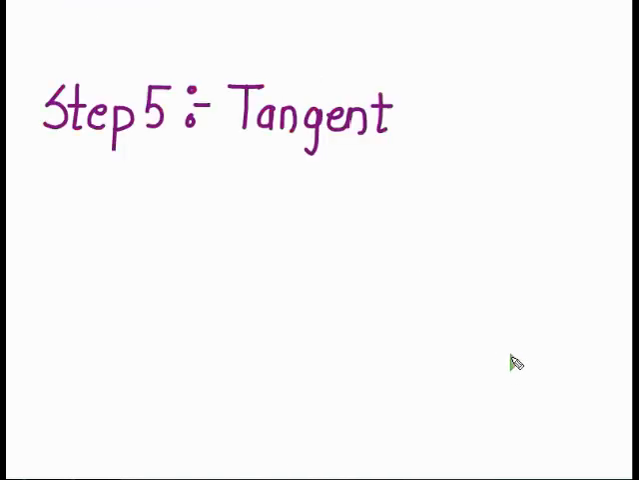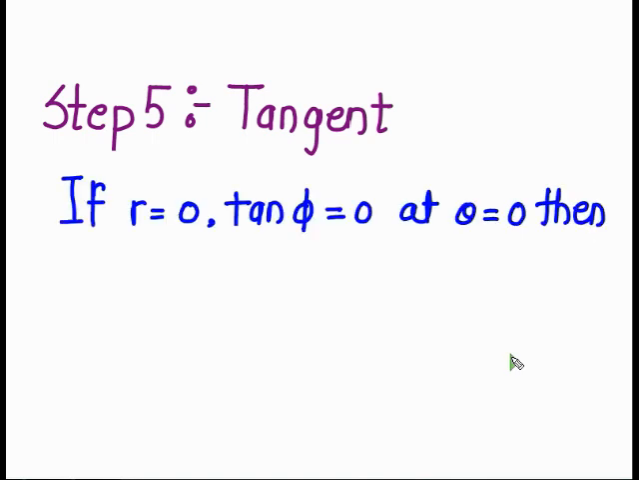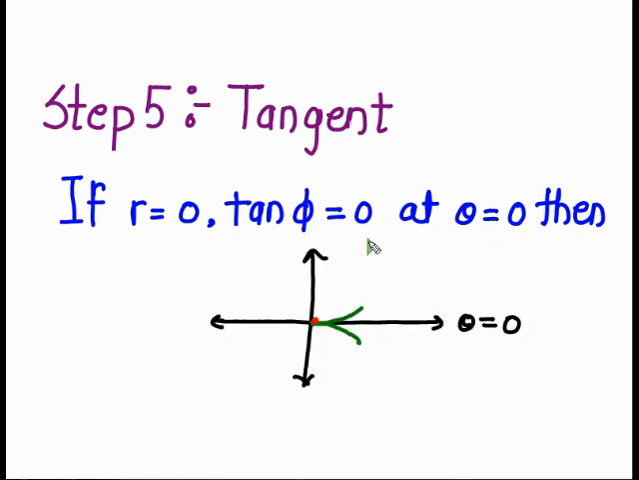In step number 5, we find the tangent. Now how to find a tangent? If r is equal to 0, first of all we understand the behavior of a tangent at a particular point. If r is equal to 0, meaning radius is 0, tan phi is 0, meaning the tangent makes a 0 angle with the radius vector at theta equal to 0, meaning the initial line. We get the behavior of a tangent like this, the green shaded area.